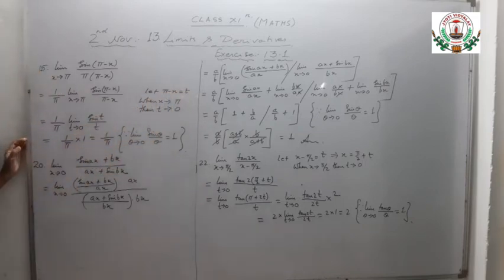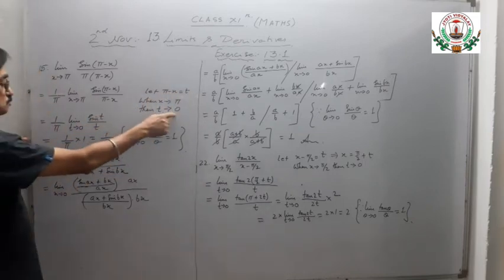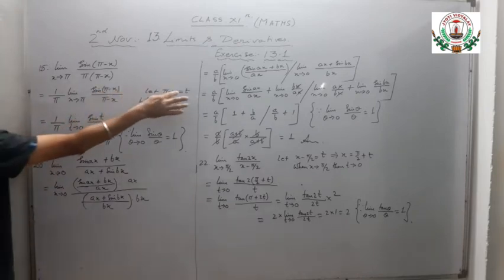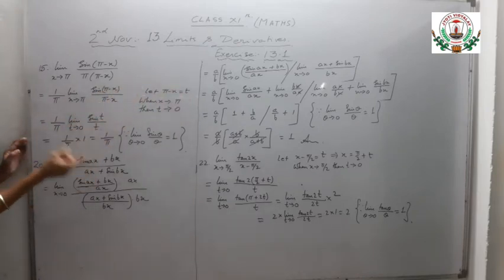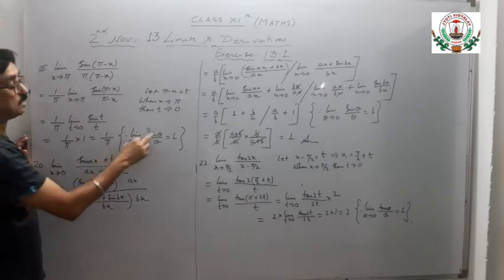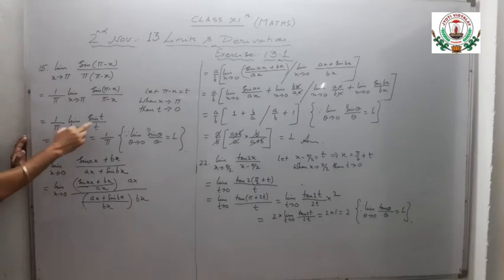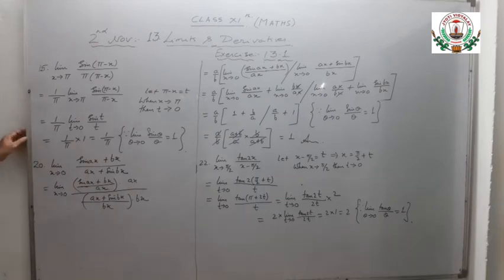So therefore when x tends to pi, t tends to 0. So 1 upon pi limit t tends to 0 sin t upon t, as we know that limit theta tends to 0 sin theta by theta is equal to 1. So limit t tends to 0 sin t by t will be equal to 1. So 1 upon pi into 1 will be equal to 1 upon pi.